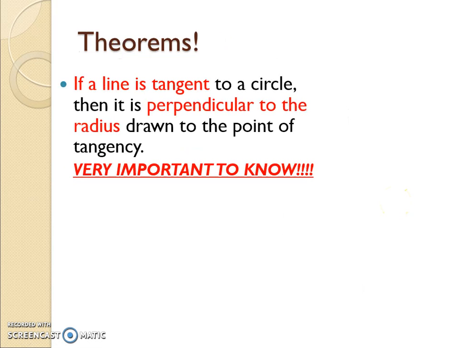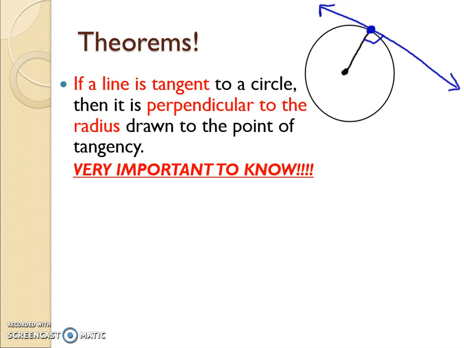Theorems. If a line is tangent to a circle, then it is perpendicular to the radius drawn to the point of tangency. This is very important to know. So right here, this is your tangent line. This is the point of tangency, and the radius to that point is always perpendicular, a 90 degree angle.